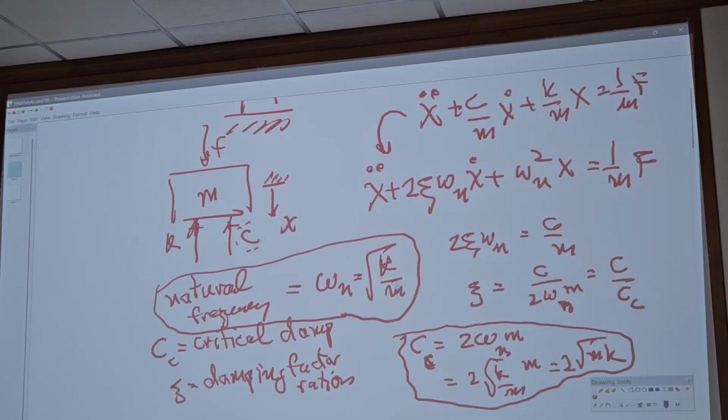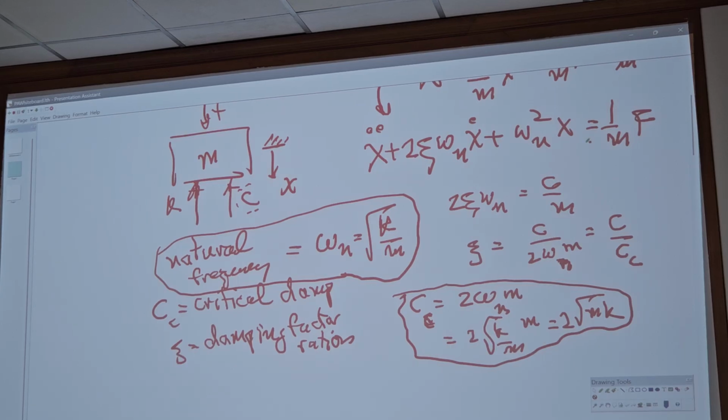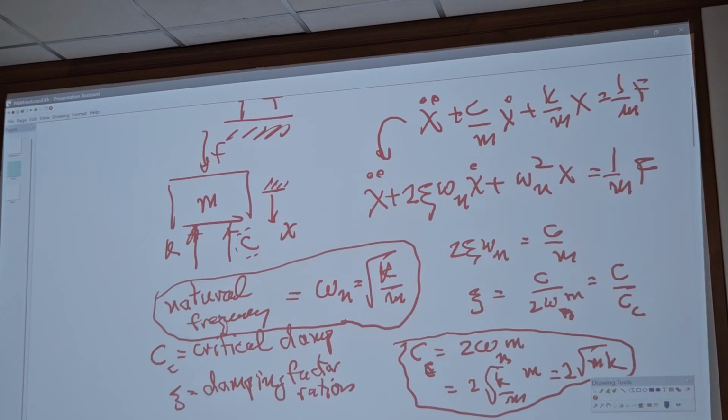This one is called natural frequency. This one is the damping factor, equal to c over c sub c. It's very important for physical systems. One thing you need to remember, I mean, you need to understand about this one, is look at this natural frequency.